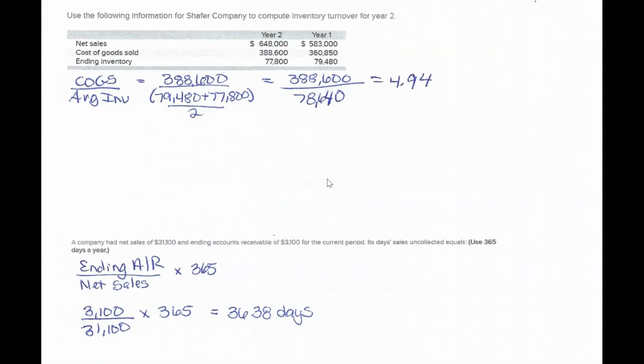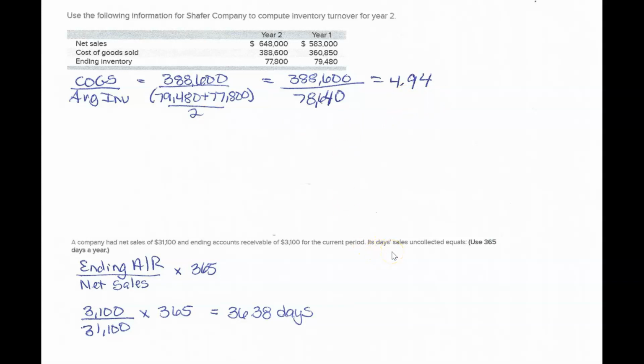And then here's one more turnover ratio, but this time you have to actually calculate what the average inventory is. We know that the inventory turnover ratio is cost of goods sold divided by average inventory. Cost of goods sold right here for year 2 is $388.6. And then to get the average inventory, take year 1 plus year 2 and divide it by 2, and then you get 4.94.